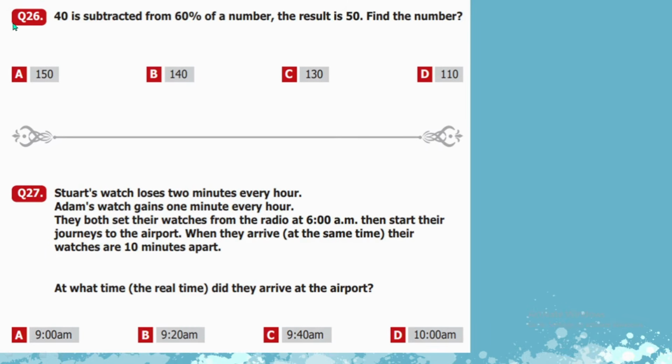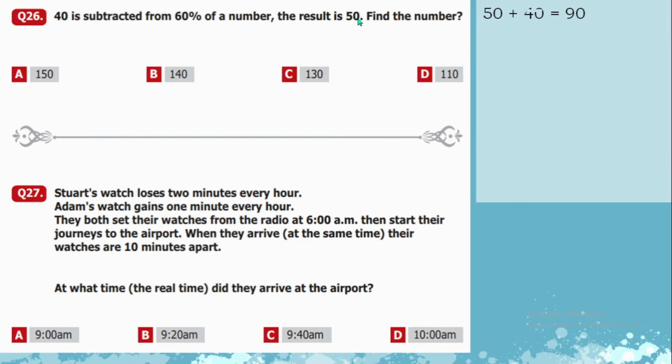Question number 26. 40 is subtracted from 60% of a number. The result is 50. Find the number. First of all, we are going to take the inverse of subtraction, which is addition. So we will add this 40 to 50. The number is 90 here. Now we have to see that 90 is 60% of what number? Here you may introduce a question mark, or any variable x, y, z in place of the question mark. You may do mental calculations here or otherwise solve it using the long method.